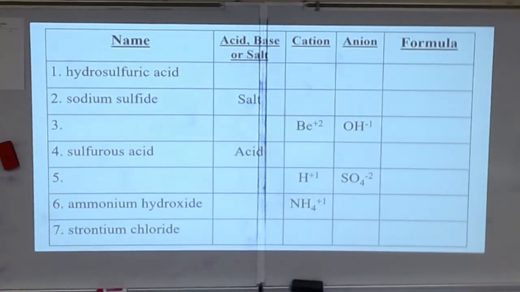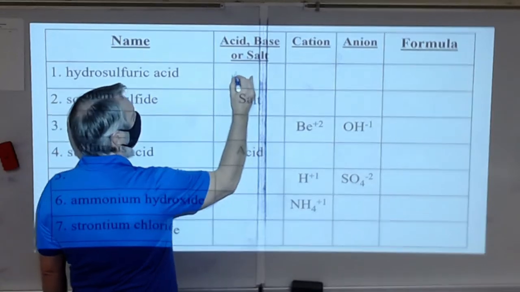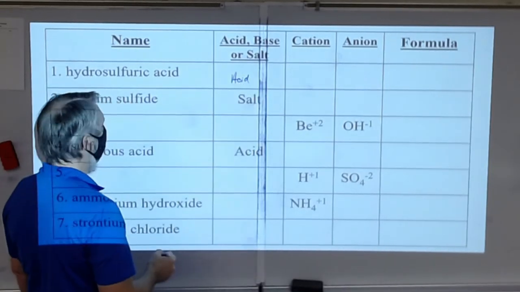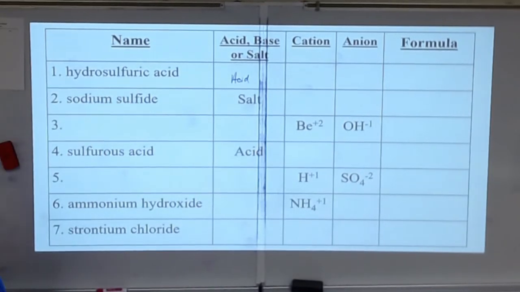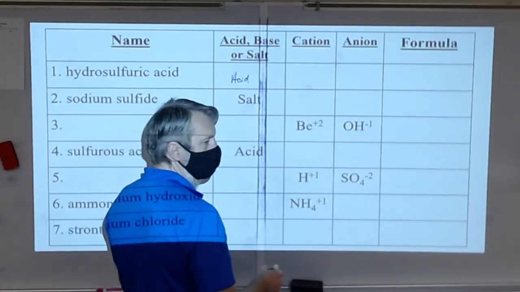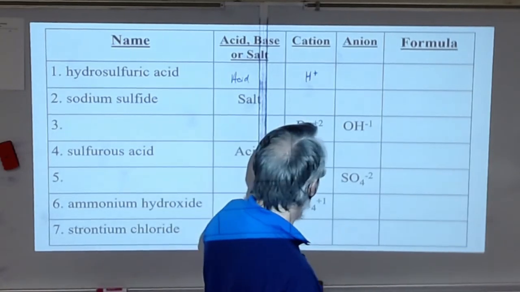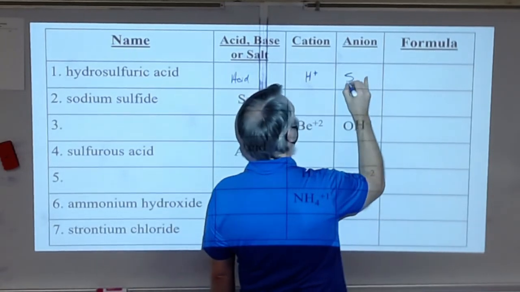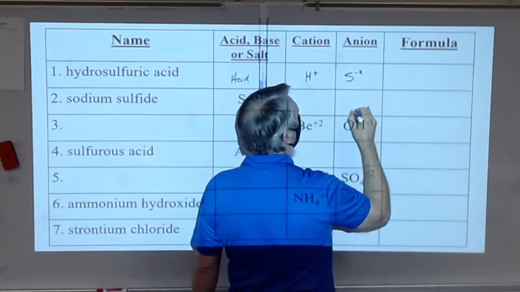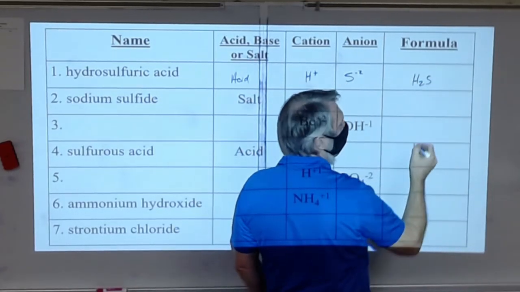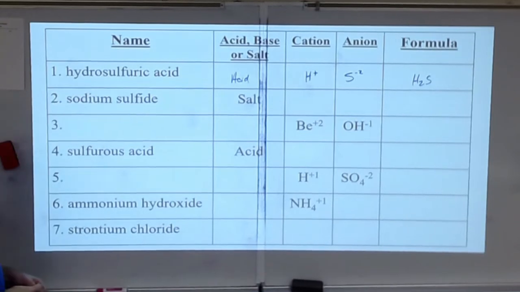Is that an acid, a base, or a salt? Acid. Y'all have that chart in your page here? Let me go over that. That's going to be an acid, and how do I know it's an acid? It says so. The cation for this is going to be what? Hydrogen. For all acids, that's going to be the cation, and the anion for this is going to be what? Okay, and so the formula is H2S. I'm going to take a few seconds and y'all can fill that out.